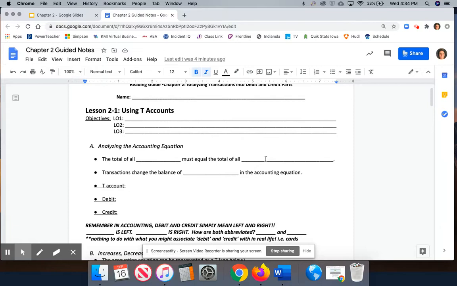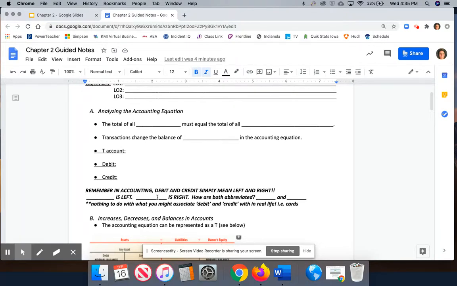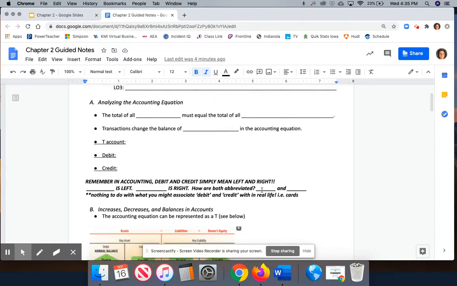Transactions change the balance of accounts in the accounting equation. So accounts are affected every time you have a transaction. 2 accounts are affected for each transaction. First 2 bullet points. So when we're down here now, debit is the left and credit is the right. Debit and credit have nothing to do with debit cards and credit cards. Debit is the left side, credit is the right side. These can be abbreviated as DR and CR.